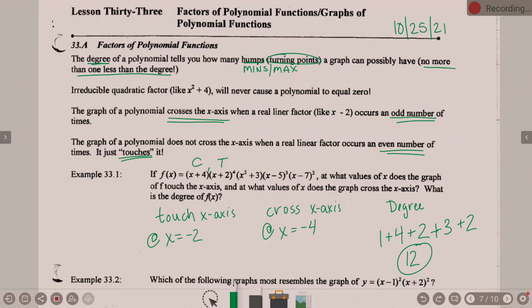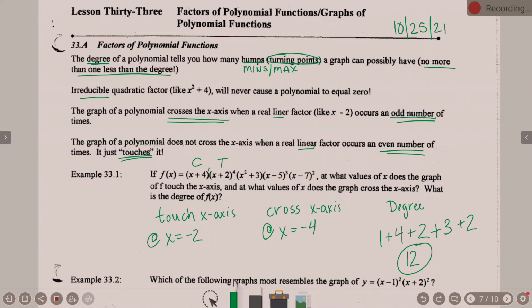But is there a catch in this instance? Well, there is a catch here. The factor x squared plus 3 occurs once, but it is not a linear factor. It is an irreducible quadratic factor. x squared plus 3 is not going to cause the polynomial to equal 0, so it's not going to cross or touch. We get to ignore it. And here's the deal, guys. If you take x squared plus 3 and set it equal to 0 and try to solve it, you're going to have the square root of a negative number, so you're going to have an i. And so that's why we're not going to talk about that one.